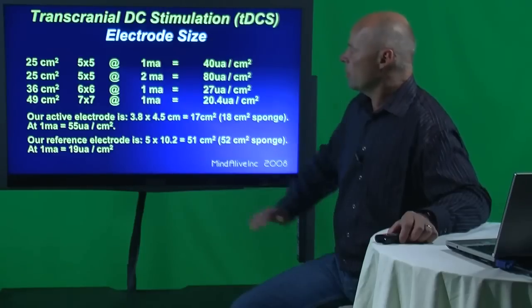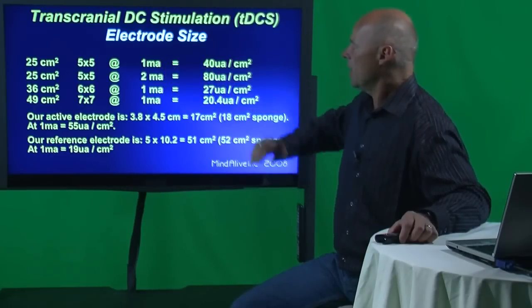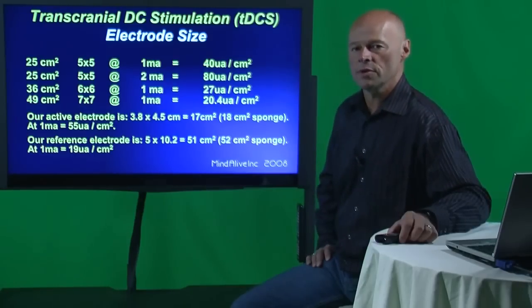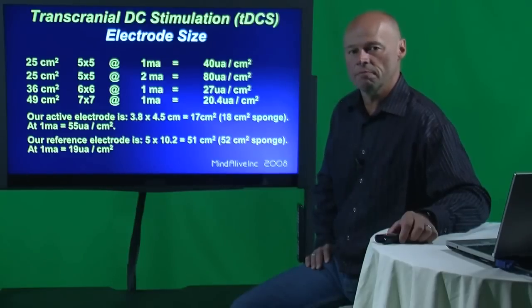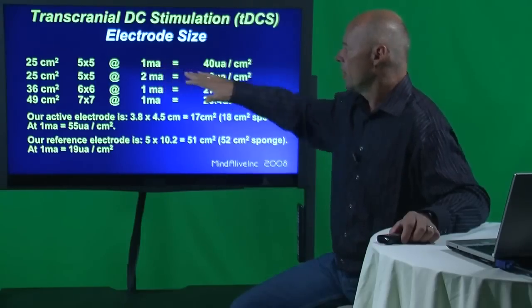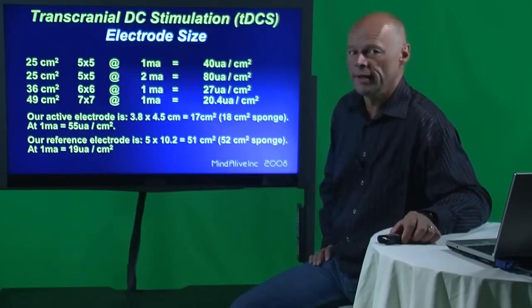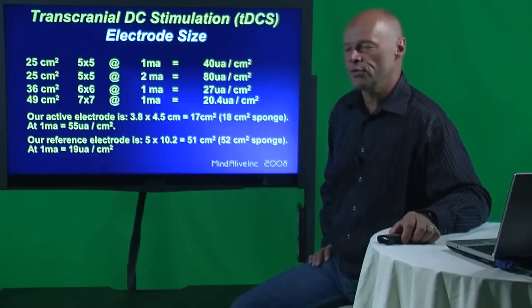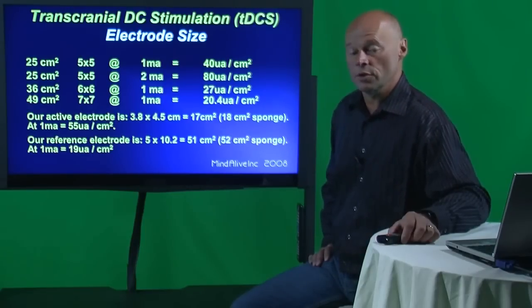Now supposing we were using only 1 milliamp, but we wanted perhaps 80 microamps per square centimeter. We could simply take that electrode and just cut it in half. If we had 12.5 square centimeters rather than 25, we would now get 80 microamps per square centimeter underneath that electrode. Typically, the electrodes are tuned to the current that is stimulated, because most of the research certainly shows that we should have in excess of 40 microamps per square centimeter.